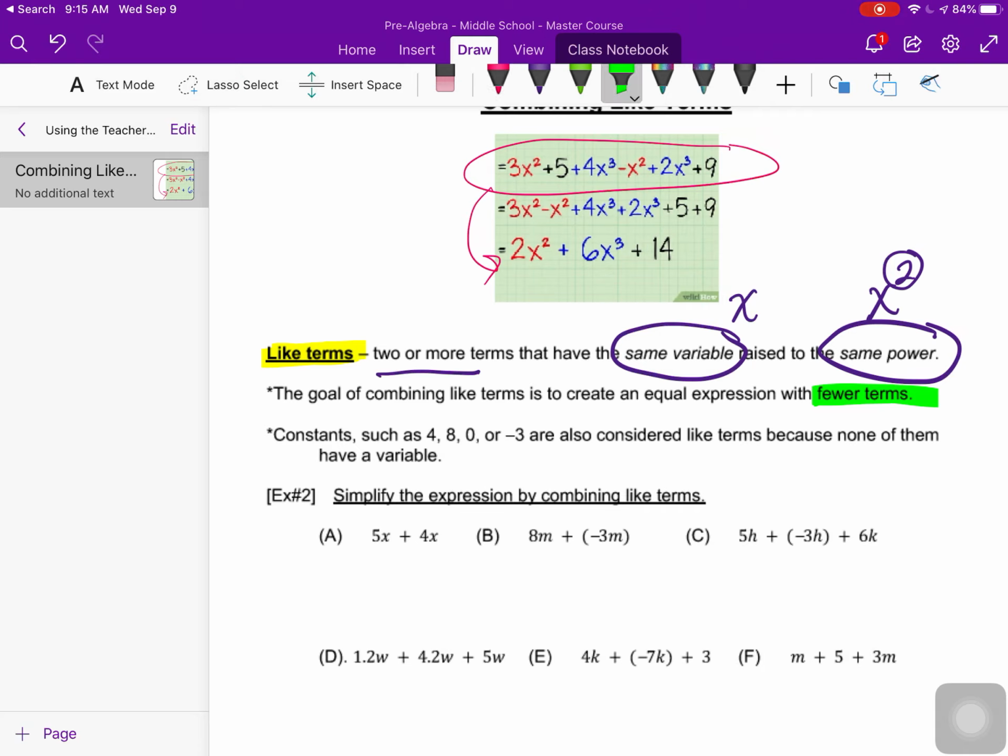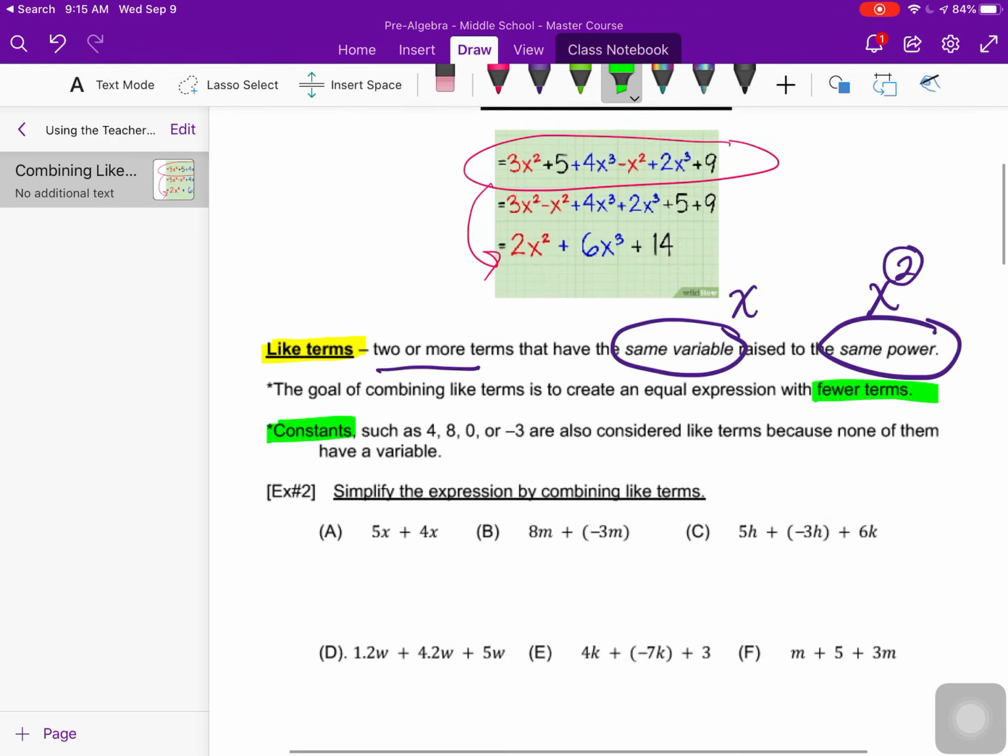Another vocab word is a constant. Constants are basically numbers. So 4, 8, 0, -3 are all constants, and they're all considered like terms because they don't have any variables. So you can combine constants together. So let's work on simplifying some like terms. Once again, if you can't write that small, pinch it in to make it super, super big. It gets a little blurry, but that's okay.